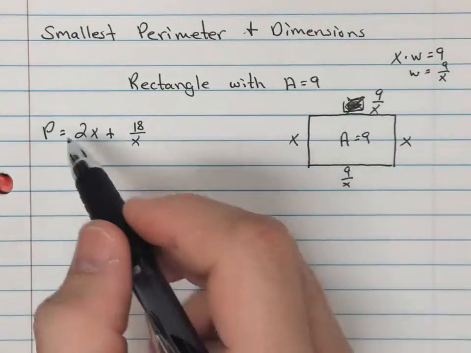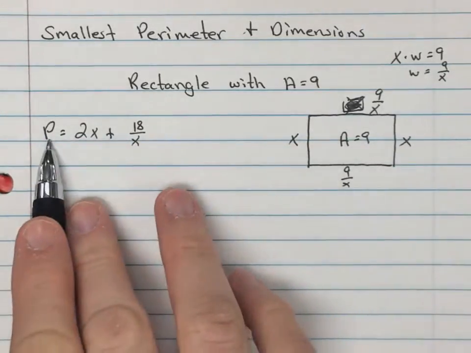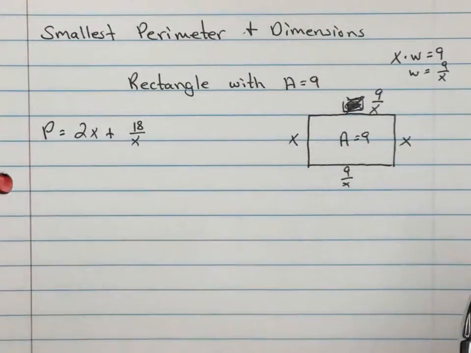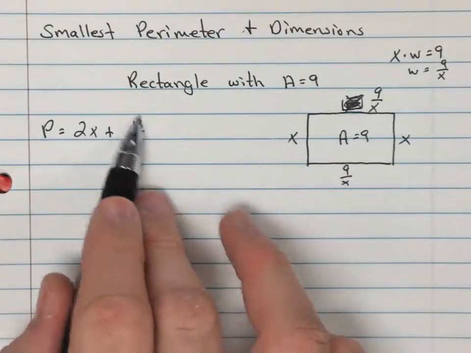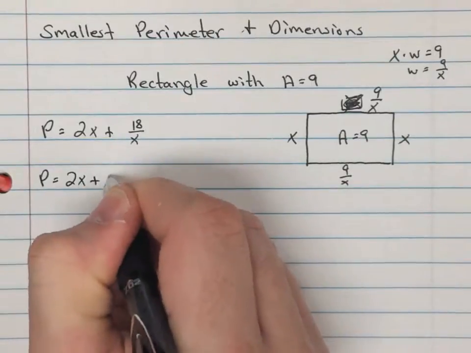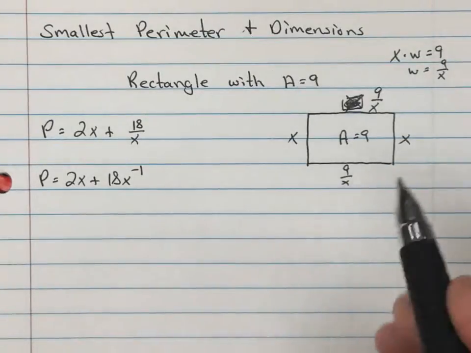We're about to try to minimize or maximize perimeter. So a reminder that maximums and minimums of a function occur anywhere your derivative is equal to 0. Okay, one thing I noticed, we're about to find the derivative of this, so go ahead and take this 18 over x, and let's write this perimeter as 2x plus 18x to the negative 1, which makes it so much easier to find the derivative of. So here we go, we're ready now.